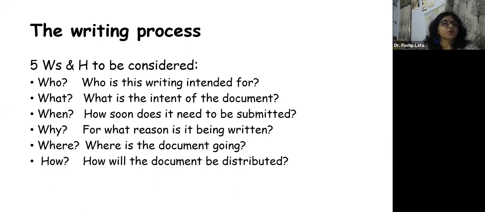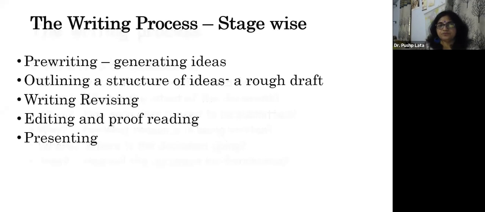Where is the document going? Where are you sending this? How will the document be distributed? Whether it will be published on an online platform or in a printed journal, or it will be part of some anthology. You need to know this.